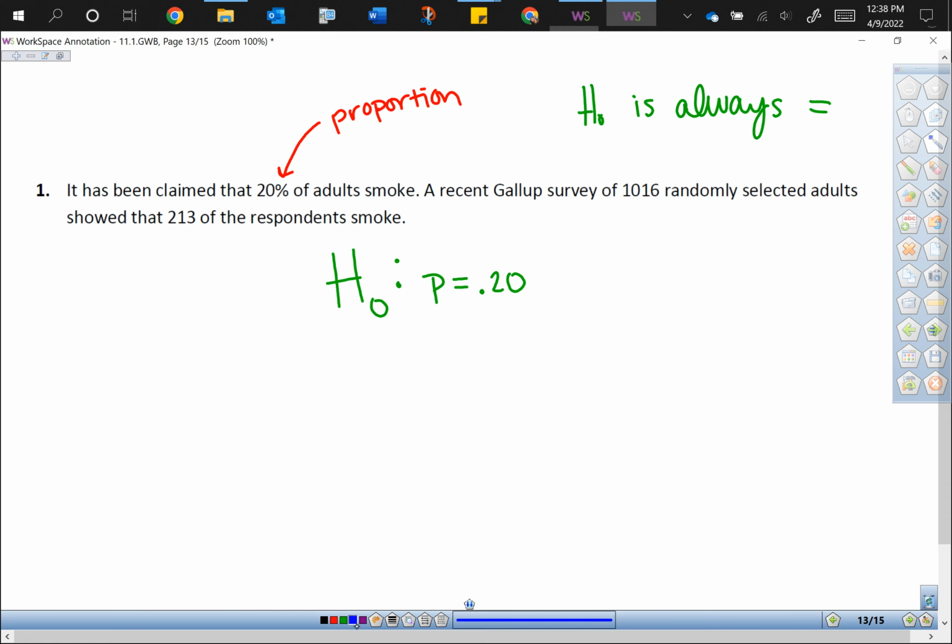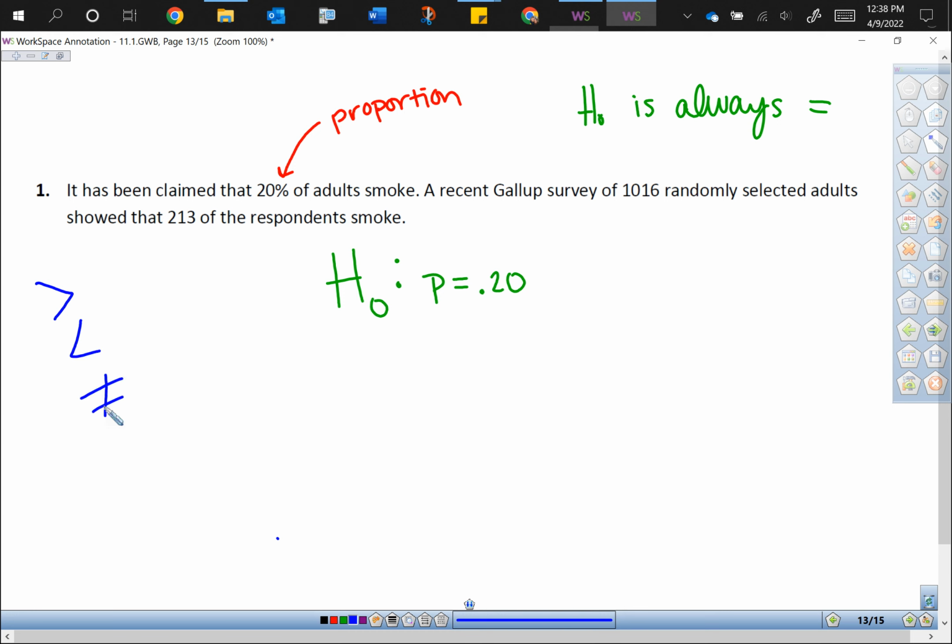Now, the alternative hypothesis is always figured out from the problem. So it says, it has been claimed that 20% of adults smoke. A recent survey of selected adults showed that 213 of the respondents smoke. We have to figure out, what are they trying to figure out? Now I know that's a little bit redundant, but hear me out. We have 3 possibilities: greater than, less than, or not equal to.